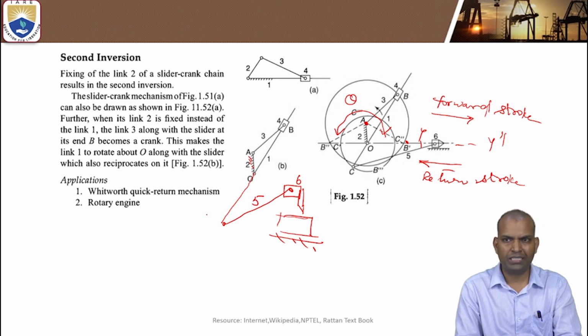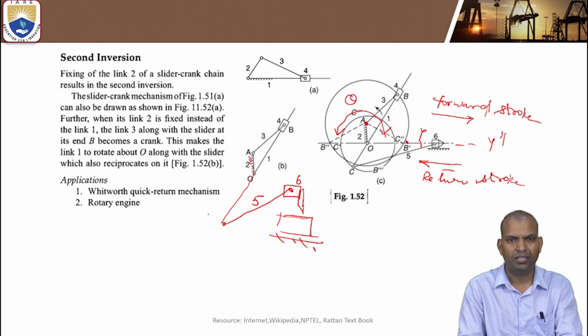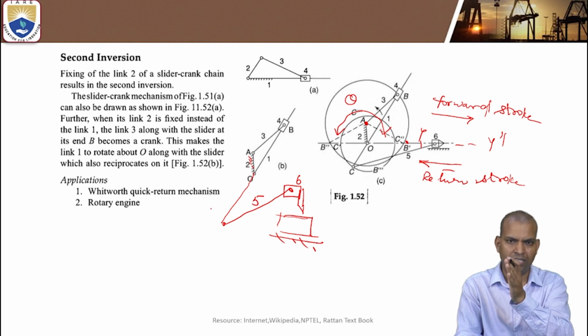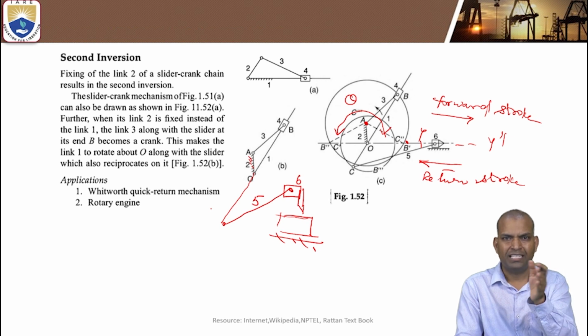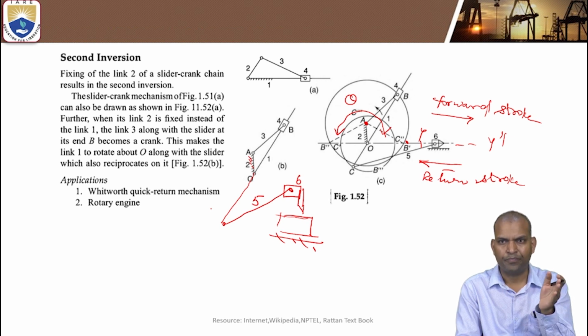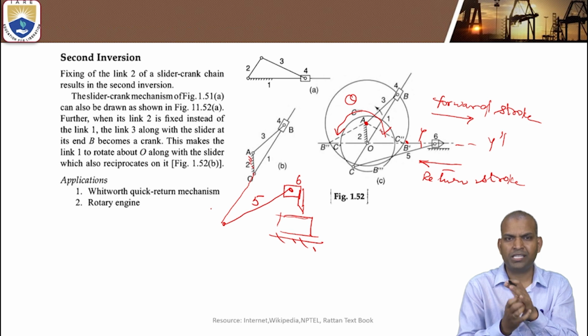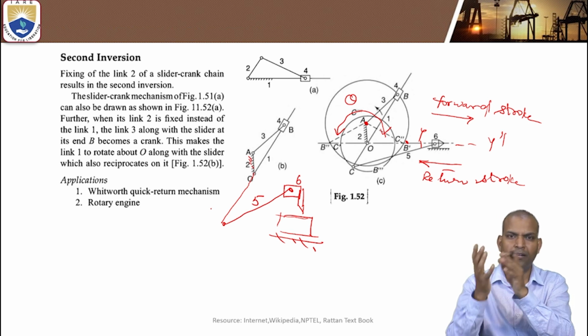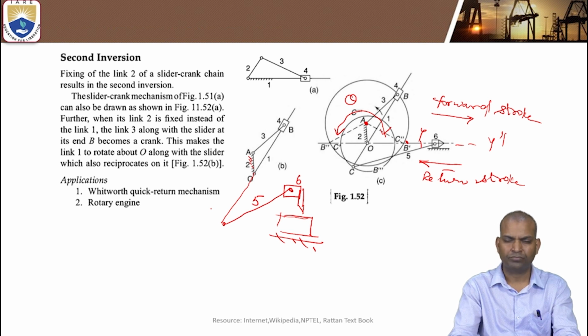So how can we represent the time of cutting and the time of return? It can't be measured directly because it takes place very quickly. That's why it's called quick return motion, Whitworth quick return motion mechanism. You can't find out what is the forward stroke, this much, then return stroke. It happens very quickly. Then how to measure it? This time of cutting ratio should be applicable to the mechanism.